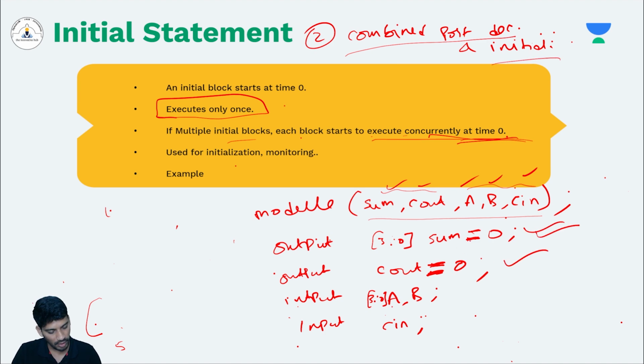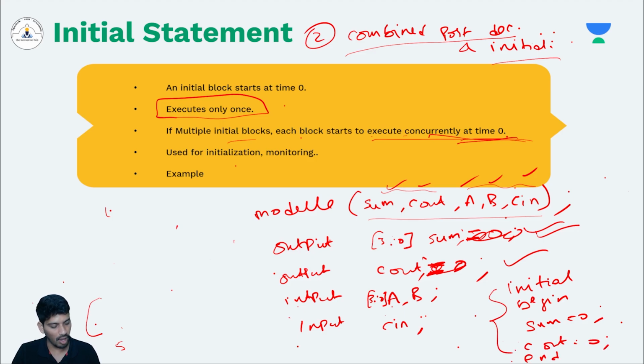Or, if you don't want to combine them, you can just define the ports and then write an initial block, initial begin, because I'm using two statements. My sum is equal to 0 and my C out is equal to 0, and end. So instead of writing all these things, you can directly declare here itself. Okay, so this is called combined port declaration and initialization.